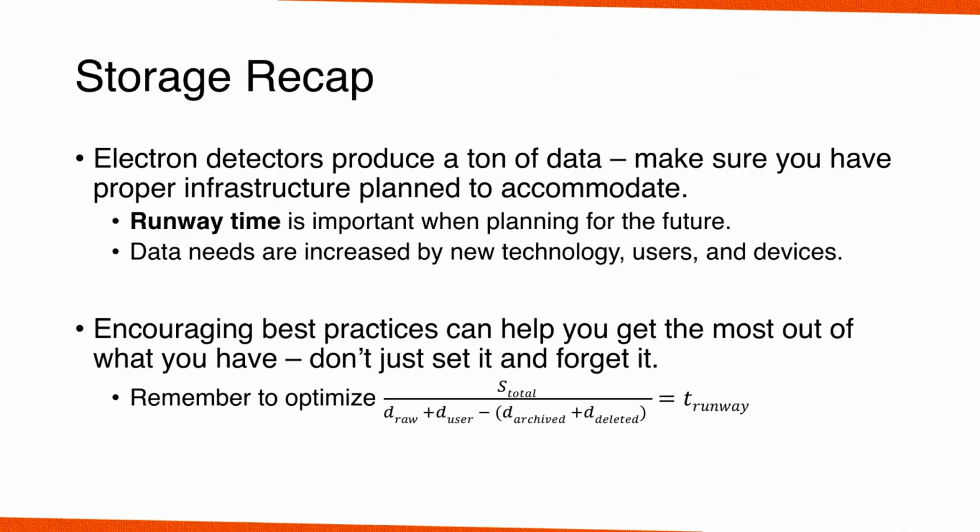So the quick recap of everything in storage, right? Electron detectors produce a ton of data, and you need to make sure that you have the infrastructure planned to accommodate. Your runway time, that equation we talked about, is really important when planning for the future, right? Make sure that the reservoir you build is big enough to hold everything that you plan to collect between your funding intervals. You got X amount of money coming in to buy infrastructure, and that's supposed to last you so long. So do the math, think about it. How much do you really need?